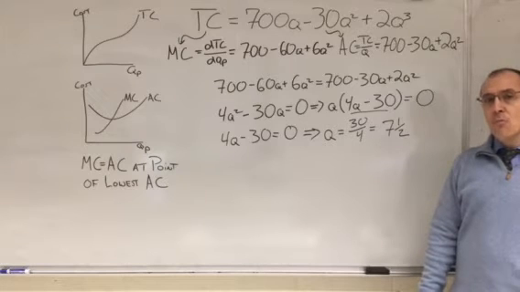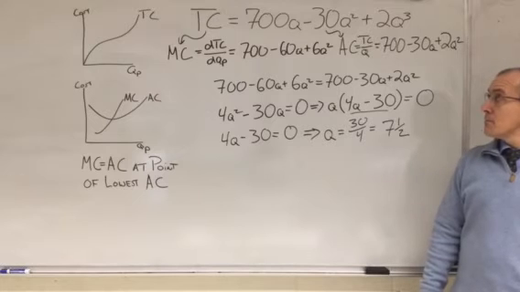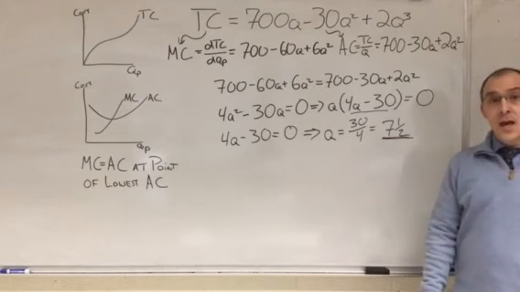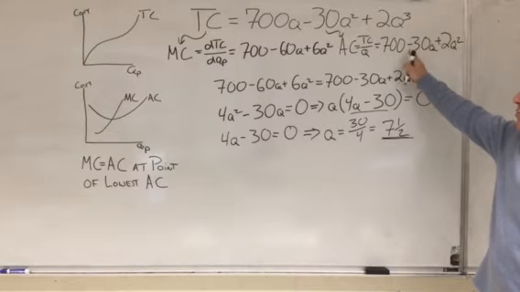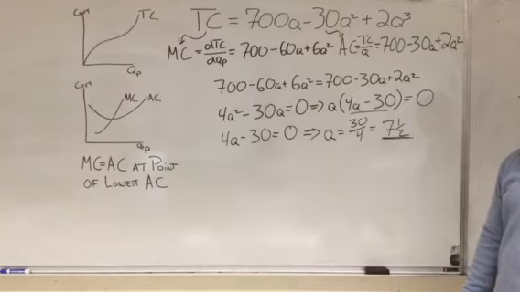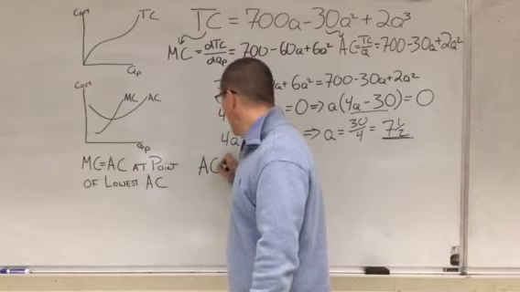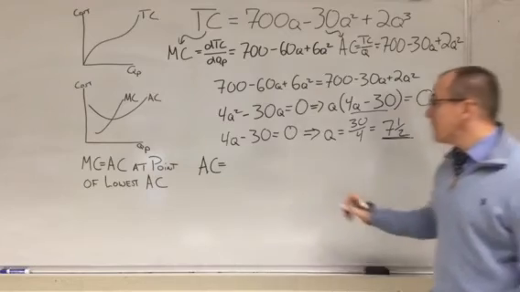But companies want to know more than just how many units to produce. What they often want to find out is what is the lowest minimum price that they can operate in with the market. Now, in order to do that, I need to take my answer to my quantity, and I need to plug that back into my average cost curve, because this will tell me what my average cost will be at 7.5. So what I do is I simply take my average cost curve, and everywhere I have a q, I plug in 7.5.